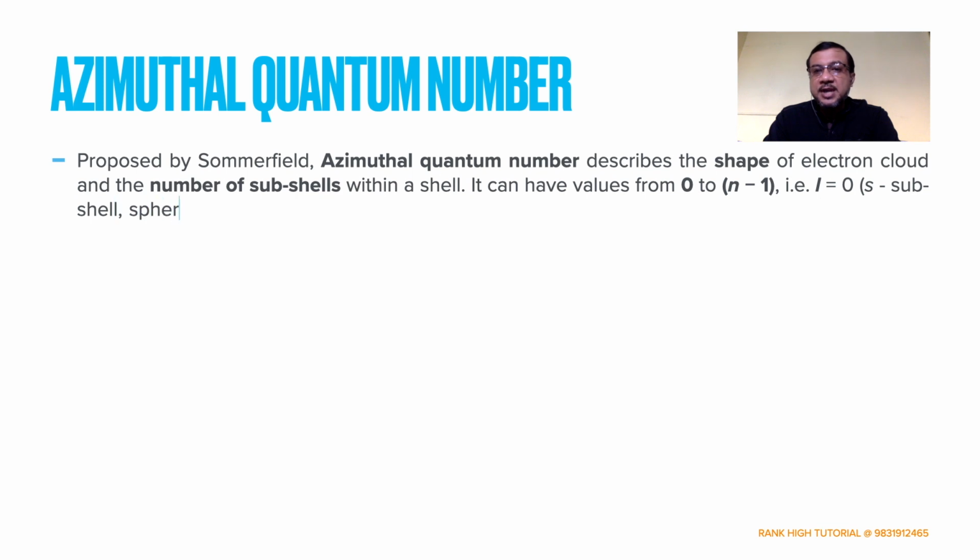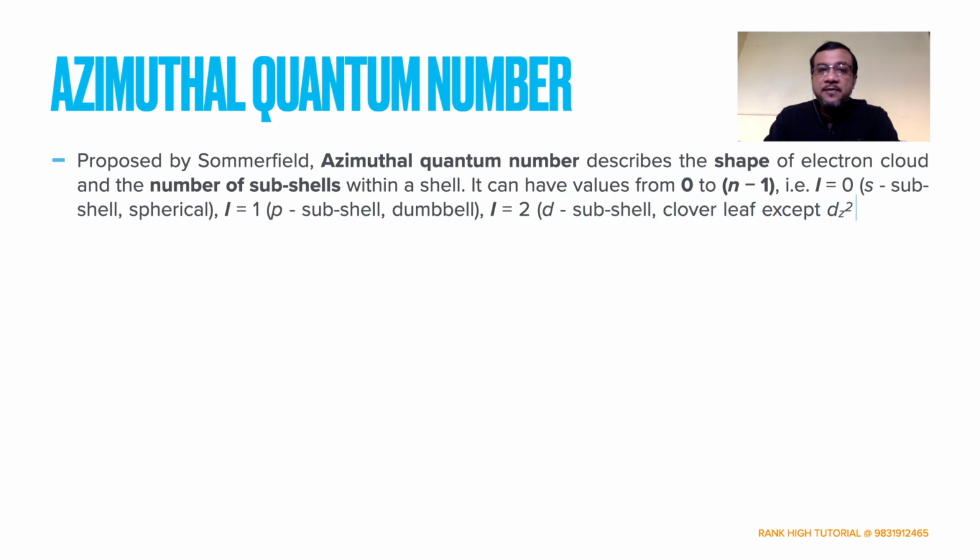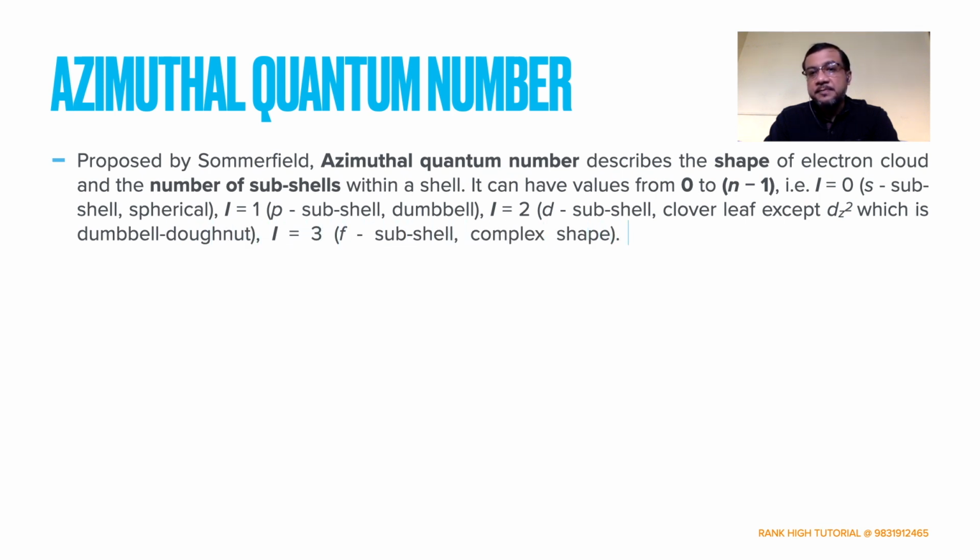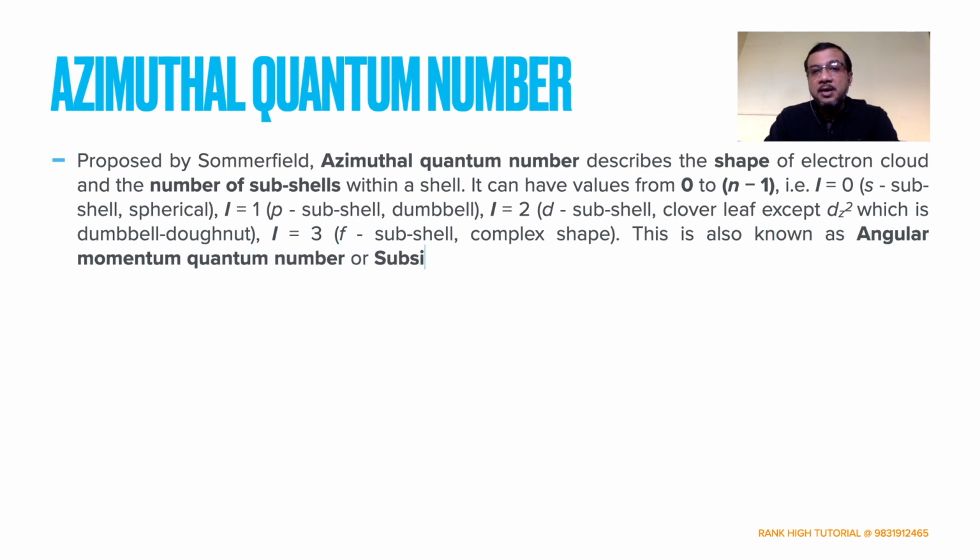For a d subshell which is clover leaf in shape, except the dz square which is dumbbell donut shape, l equal to 2. And for l equal to 3, there will be an f subshell which is having complex shape. The azimuthal quantum number is also known as the angular momentum quantum number or subsidiary quantum number, which explains the fine structure of the hydrogen spectrum.